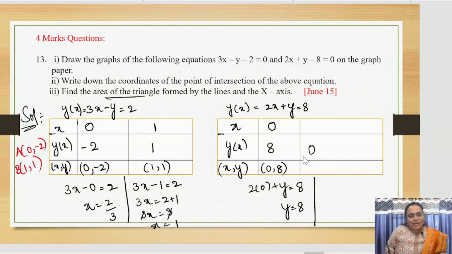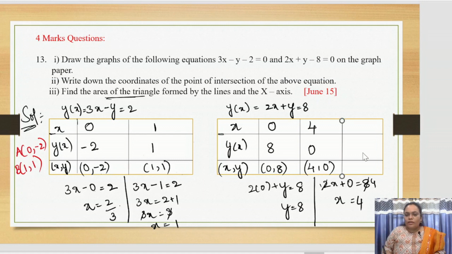If you put y is equals to 0, this will be 2x plus 0 is equals to 8. So, 2 fours are 8, right? So, you will get x is equals to 4. Clear? So, when y is 0, you will get x as 4. So, the coordinates are 4, 0. Now, you can take the points as C of 0, 8 and D of 4, 0. Clear? Now, let us plot the graph.